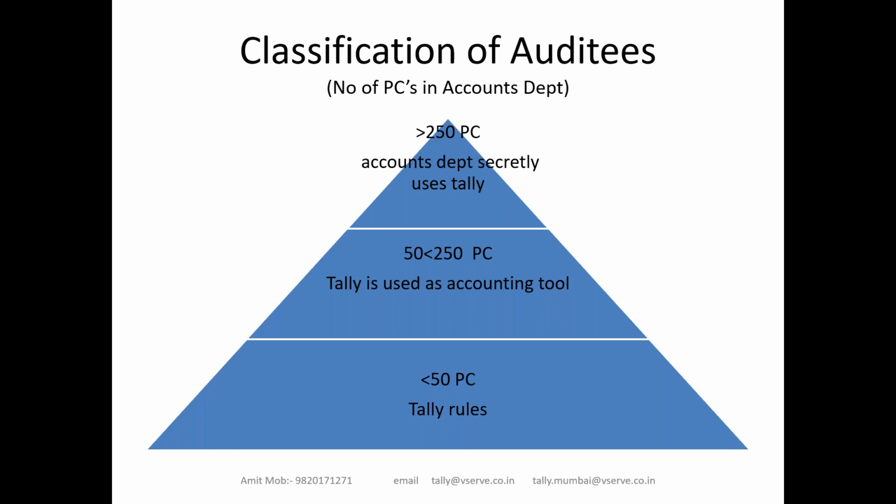Then comes the next stage of organizations, where there are more than 50 PCs but less than 250 PCs. In these organizations, Tally is typically used as an accounting tool, because for their operational needs, Tally at times becomes insufficient as they outgrow the size of Tally. With more than 200 PCs, they normally go for SAP, Navision; those are the types of software. But nevertheless, my experience is that their accounts department is still using Tally, and the control still remains on Tally entries, despite the fact that Navision or SAP or any other tool is being used. Now, let us drill down further into this auditee classification.